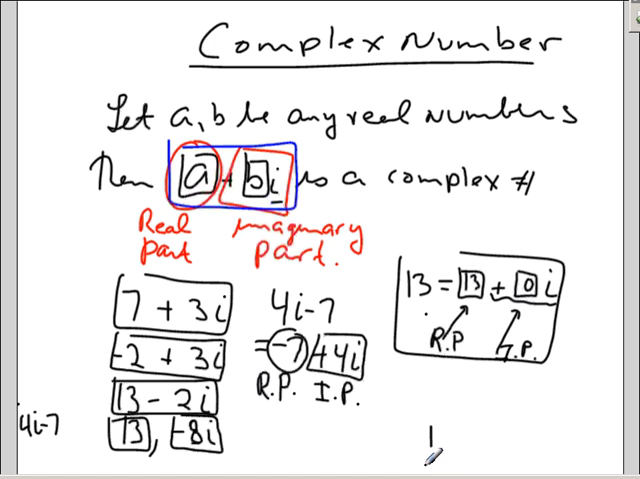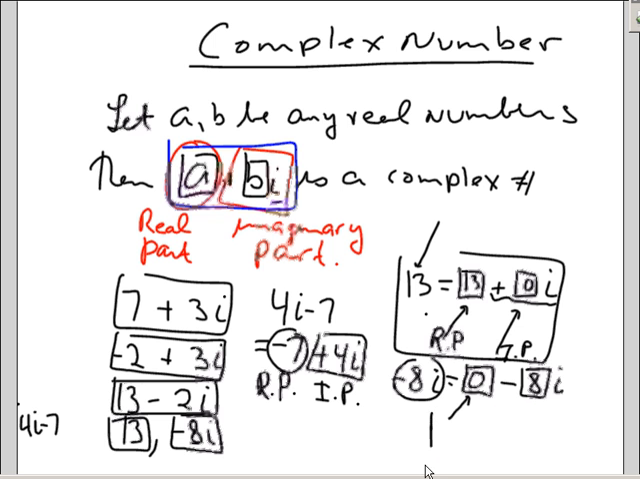Okay, well, what if you're just given what's called a purely imaginary number? 13 is a pure real number. Well, I like to write negative 8i as some number plus or minus some number times i. Well, we want to take away 8i and we want to have 0. 0 minus 8i is negative 8i. The real part is 0, and the imaginary part, including the sign, is negative 8i. Negative 8i is the imaginary part.